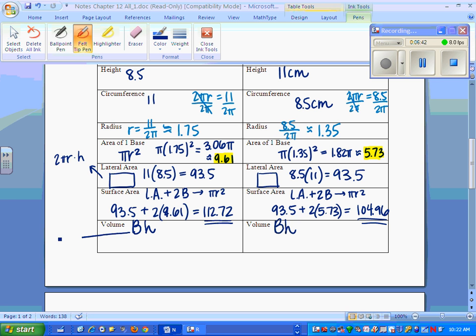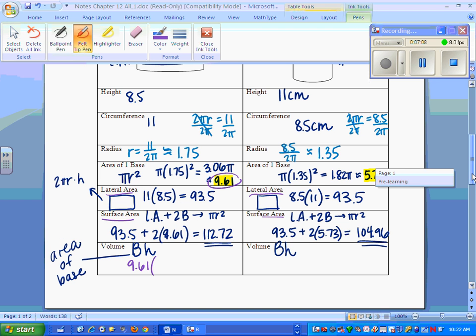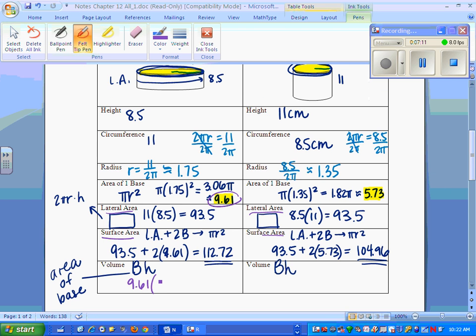Remember, B stands for area of the base. So we have the same lateral area, different surface areas. What do you think about the volume? Think it'll be the same? Think it'll be different? Let's find out. Volume is base times height. Area of the base is 9.61. My height for this cylinder is 8.5. So we get about 81.69 units cubed. Remember, volume has units cubed, surface area is units squared.